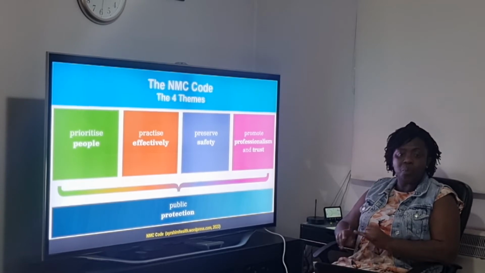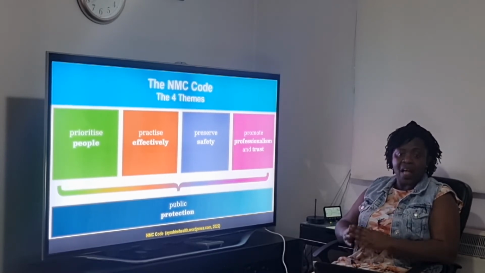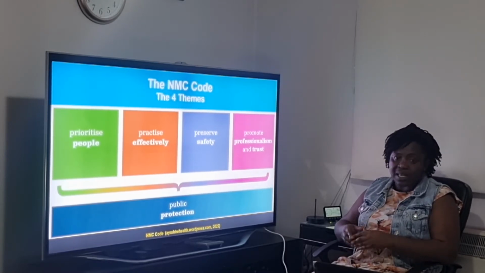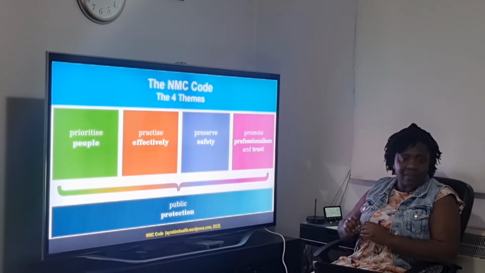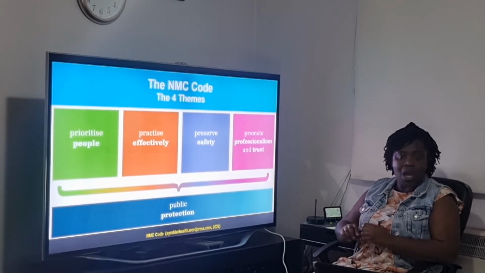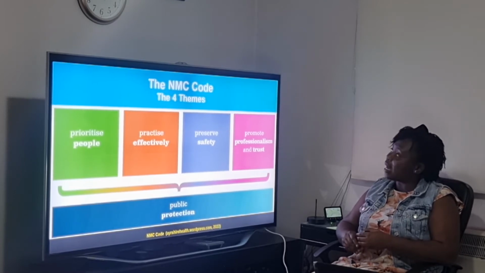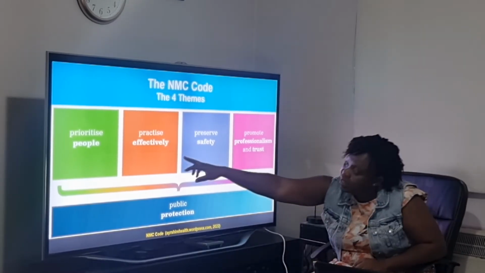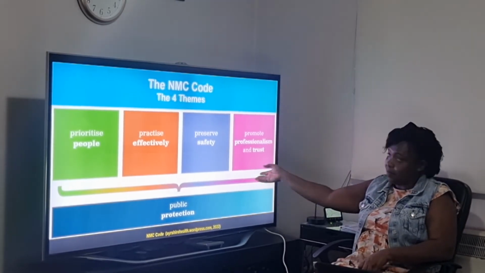Occurrences of poor staffing, unprofessional attitudes, or limited resources are examples of circumstances where professional working could be compromised. These should be raised as a concern to the employer, the professional body, or the union. The objective of the code is to safeguard the health and well-being of the public by ensuring provision of high standards of care to clients. The code is organized under 4 domains. They are prioritize people, practice effectively, preserve safety, and promote professionalism and trust.